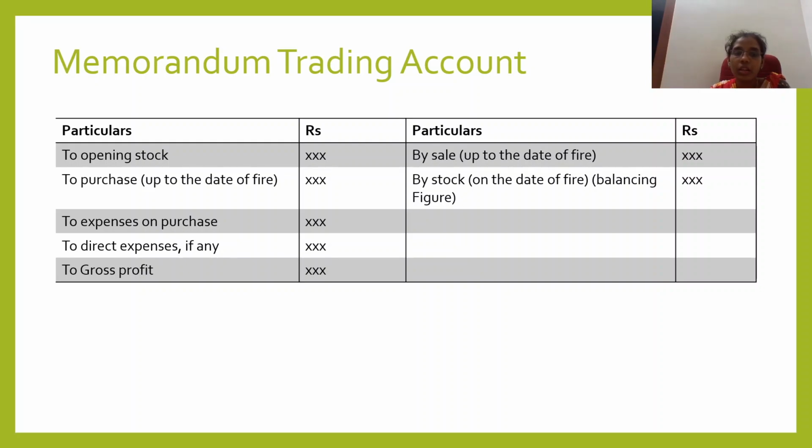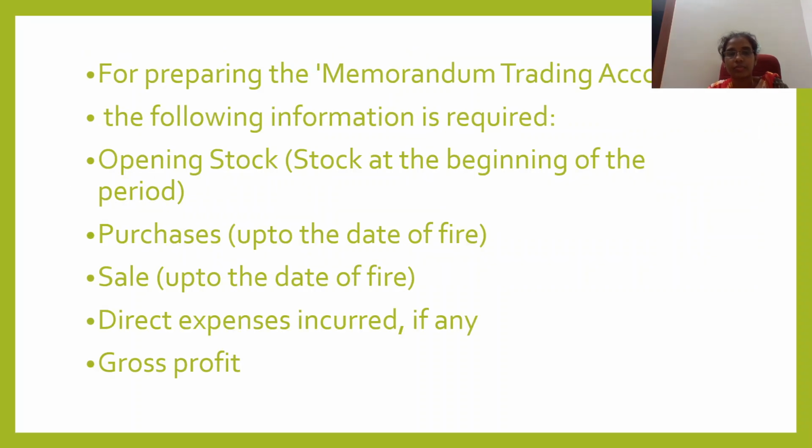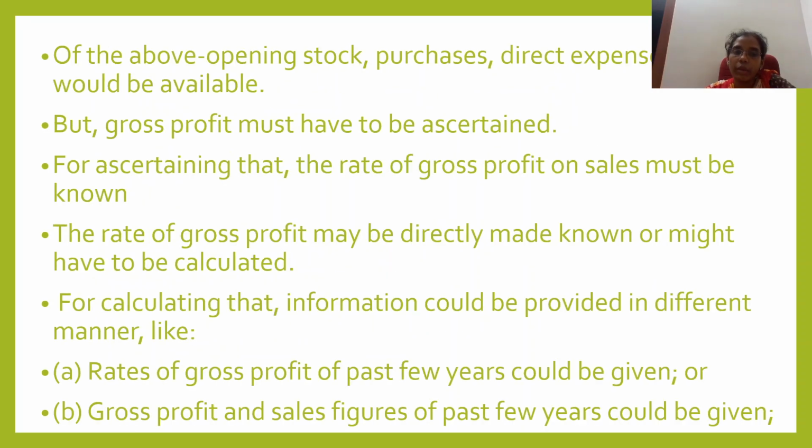What is the formula? Rate of gross profit is equal to, we have a certain percentage that would be calculated on the sales value. For preparing the memorandum trading account, the following information is required. So we'll require the opening stock, the value of purchases, the sales value, the direct expenses incurred, and the gross profit. Of the above, opening stock, purchases, direct expenses and sales would be available, but the gross profit must be ascertained by finding the gross profit ratio.